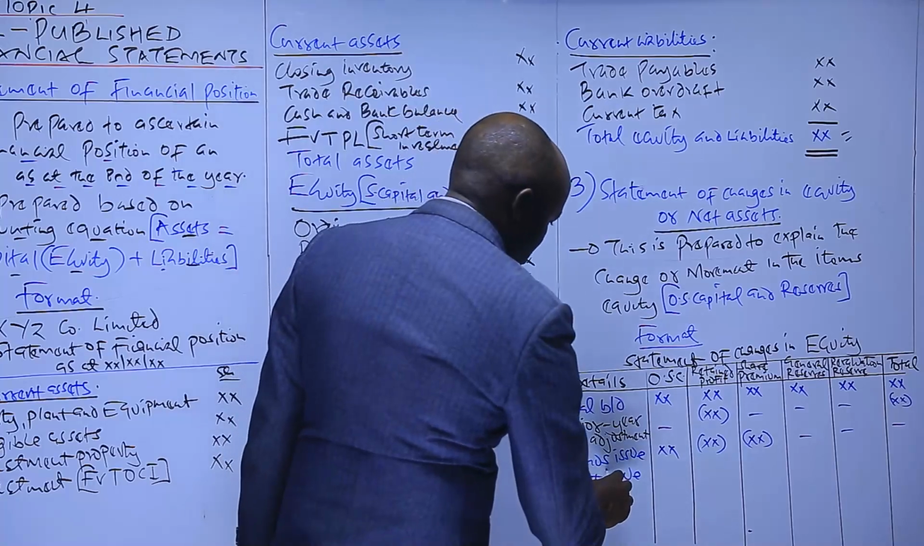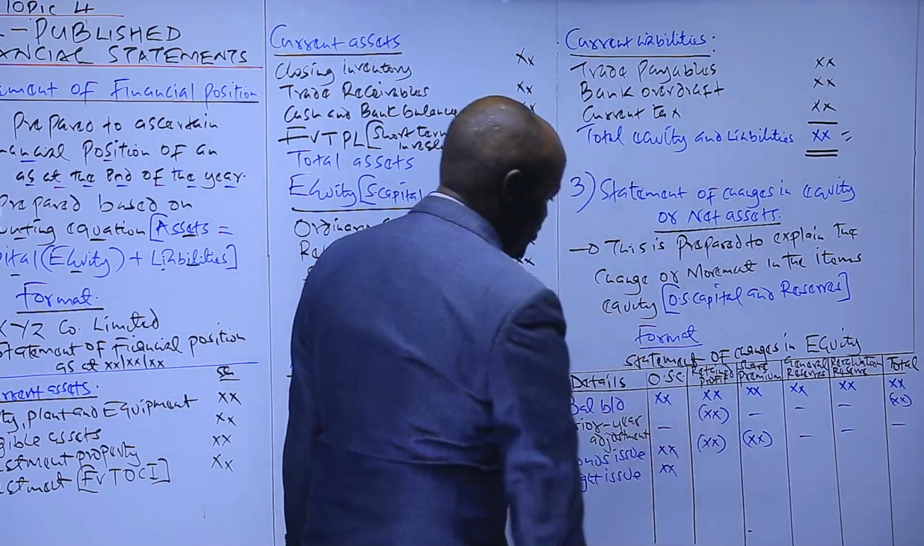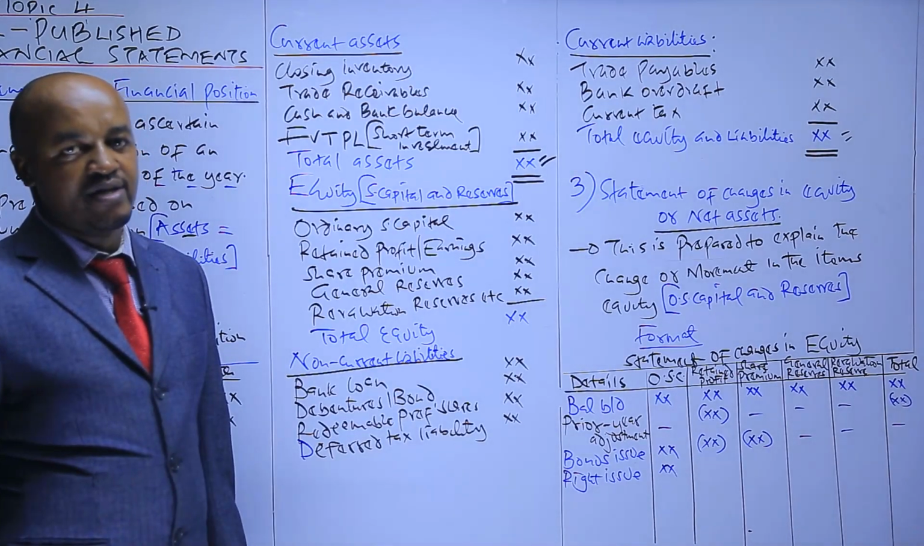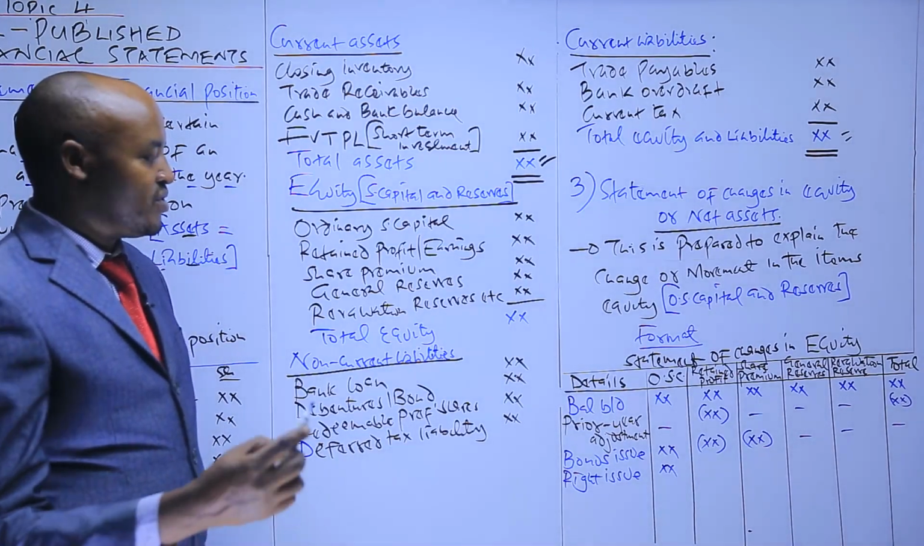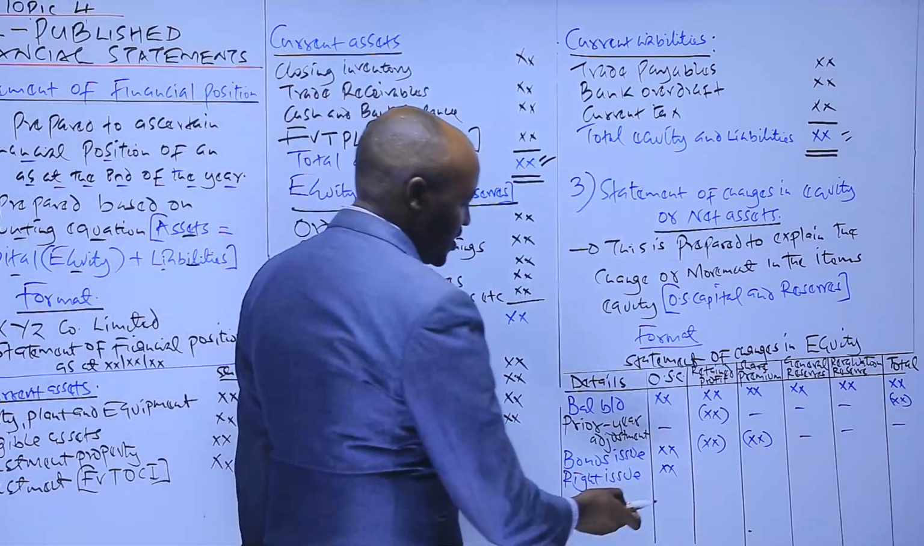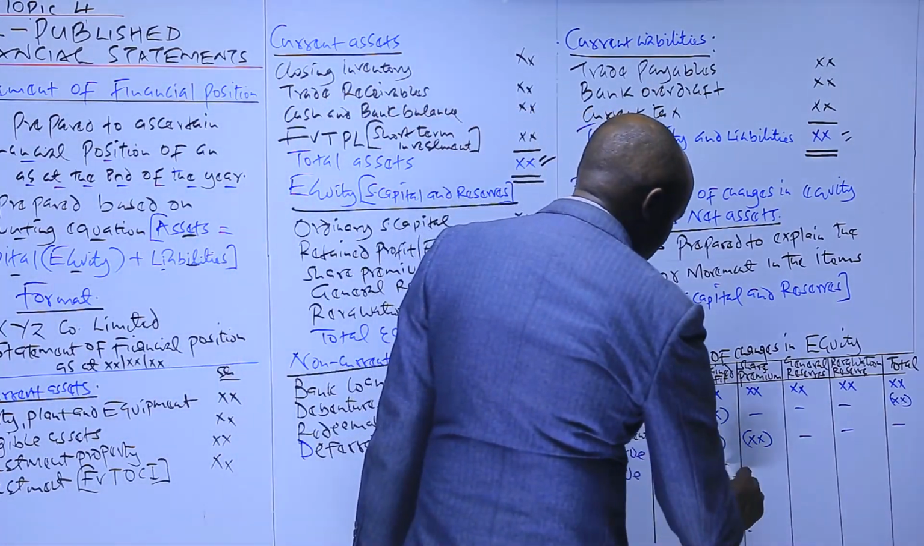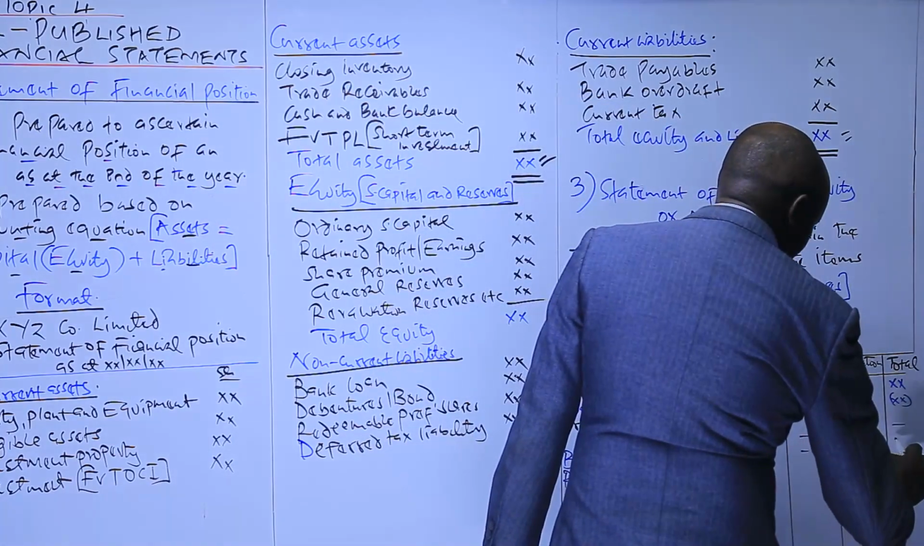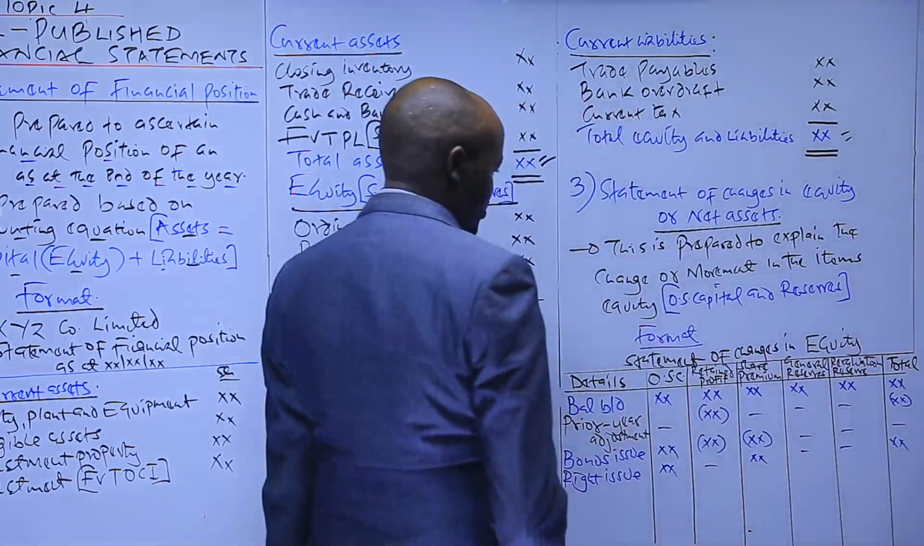A rights issue is basically an issue of additional shares to the existing shareholders of the company at a discounted price to the market price, at a price which is below the market price. Mostly that affects the ordinary share capital and the share premium. Then take that to the last column.